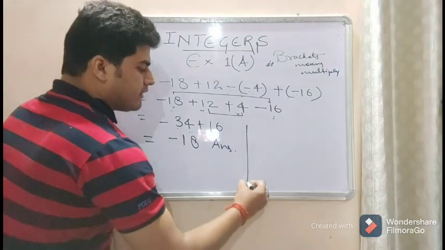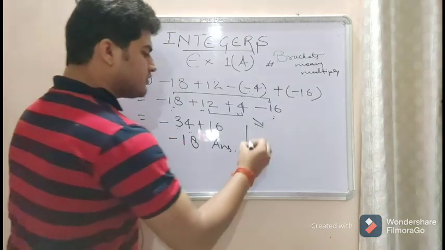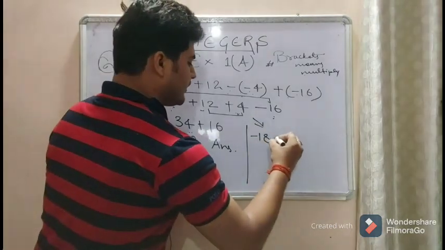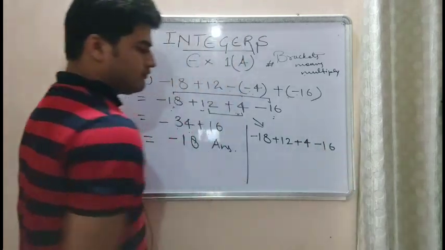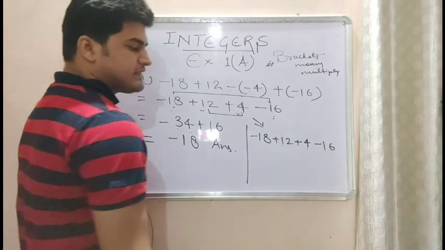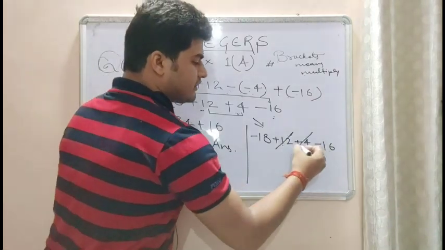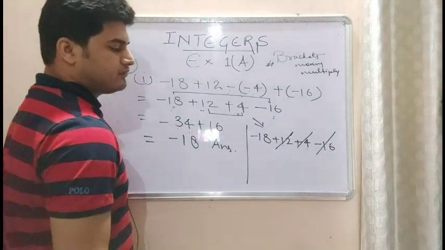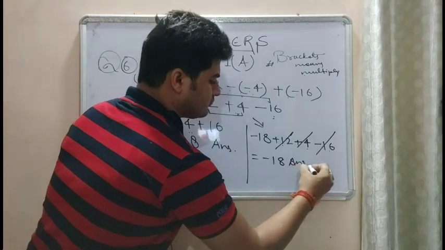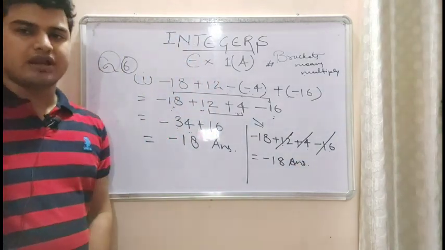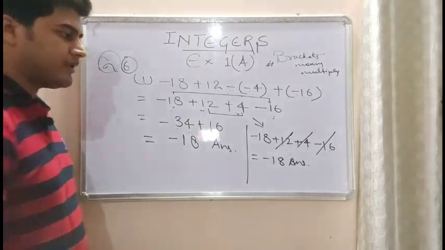Now another method of doing this is that, suppose you are getting minus 18, then plus 12, then plus 4 and then minus 16. So 12 plus 4 is 16, positive 16, and here is negative 16. So positive 16 will be cancelled out with the negative 16. So what remains is your answer, that is minus 18. So you will have to do less calculations. It will become easier. Again I am repeating it.